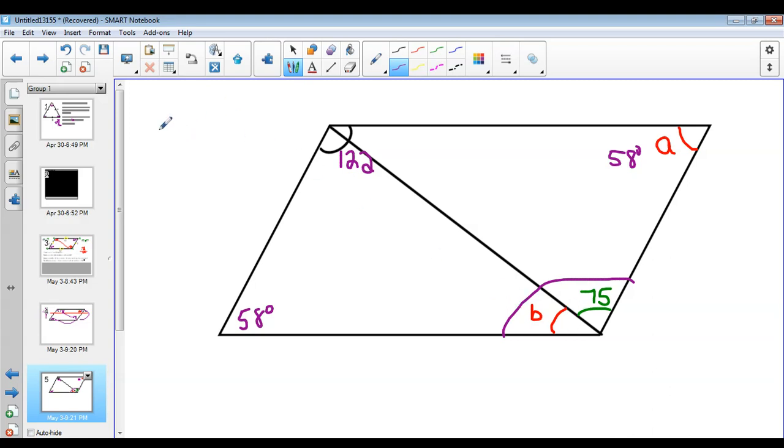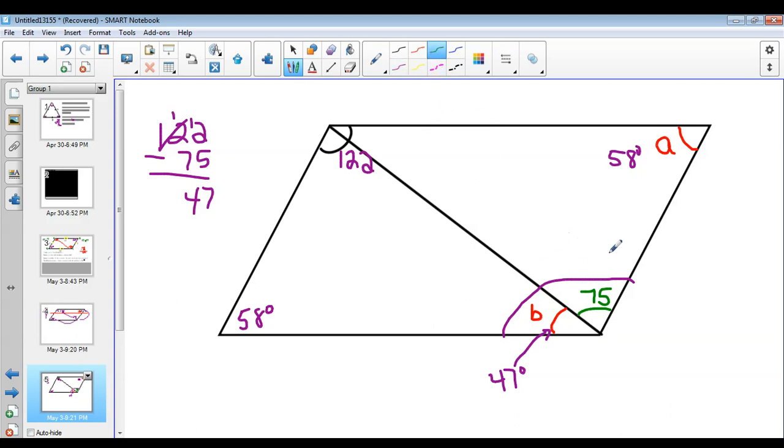Well, I can do some subtraction. And I could say, all right, I'm going to do 122 minus 75. And I'm going to have 47 degrees for B. So this part right here is 47 degrees. And I can check that by doing 58 plus 47 plus 75, and my answer should be 180.